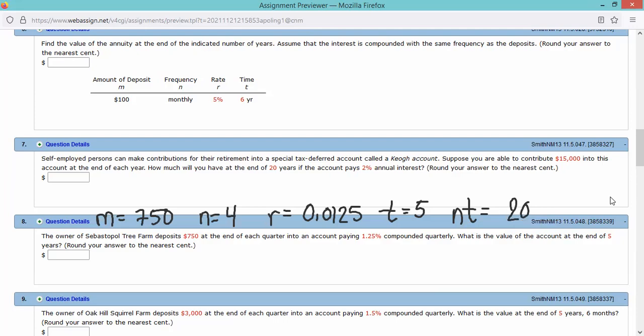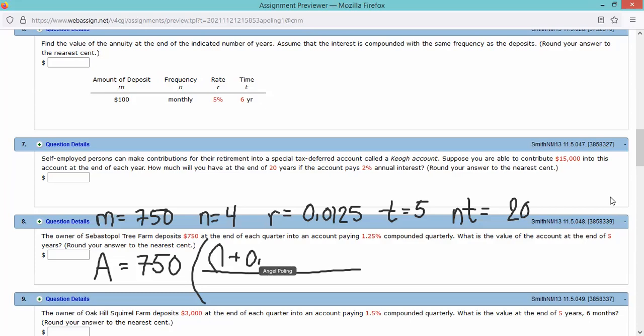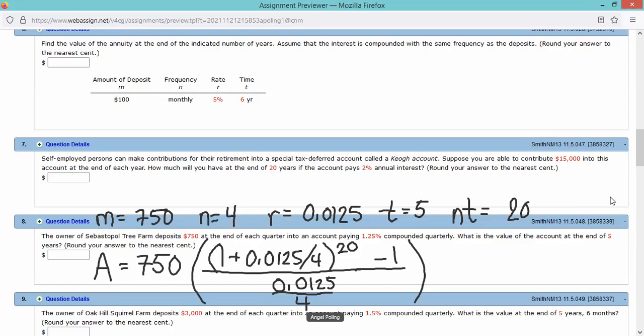So that A equals 750 times the quotient of the quantity 1 plus 0.0125 divided by 4 raised to the power 20, take away 1, divide by the quotient of R divided by N.